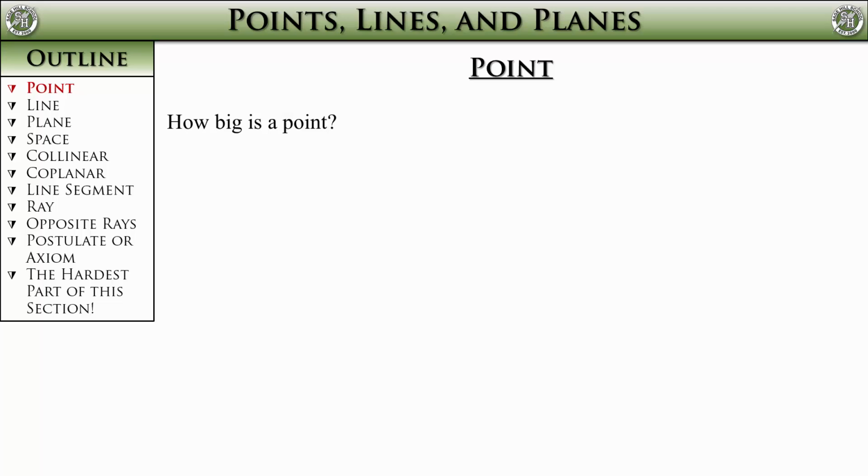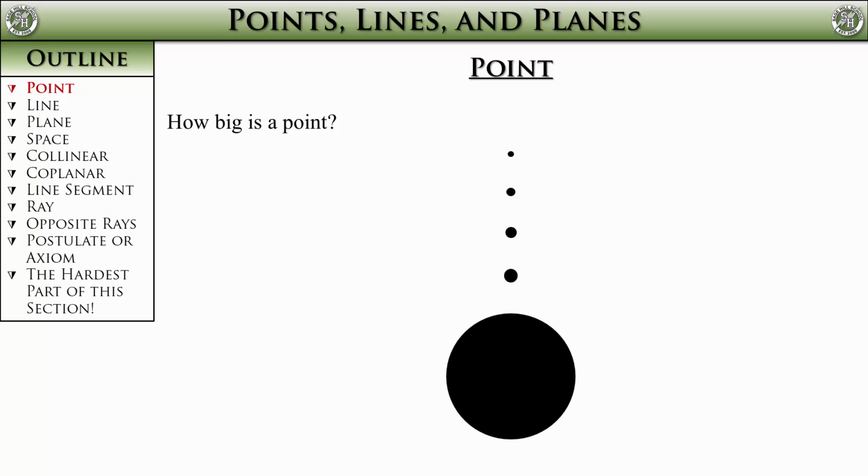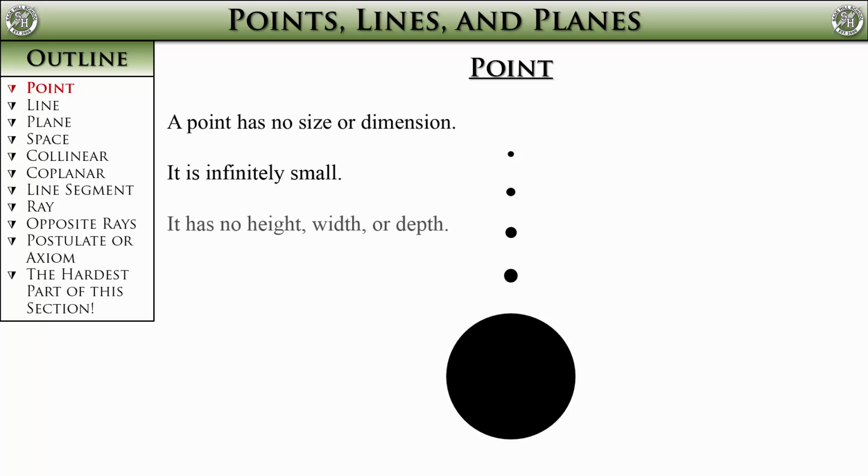What is actually a more interesting question is, how big is a point? Which one of these is correct? How big is it? Okay, this last one is a little bit ridiculous, I know. What's your guess for the right answer? A point has no size or dimension. It is infinitely small. It has no height, width, or depth. Any of these work. Go with whichever one helps you remember it best.